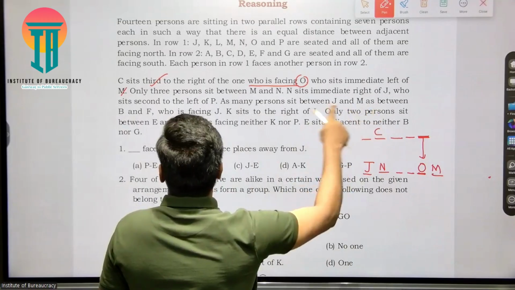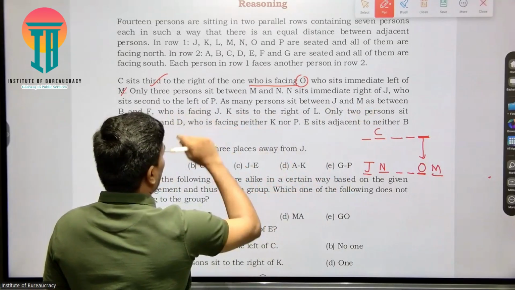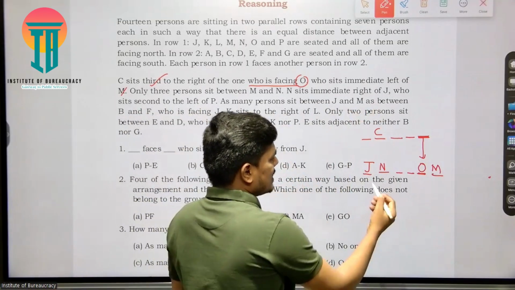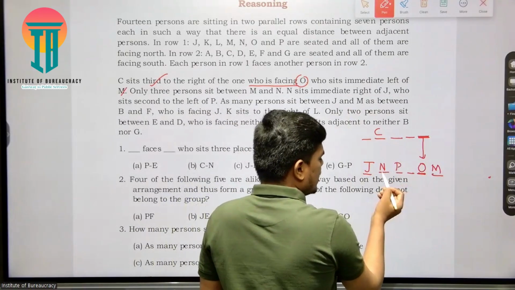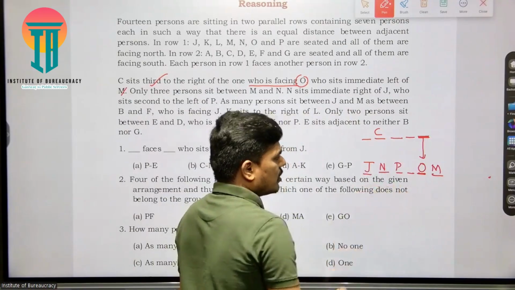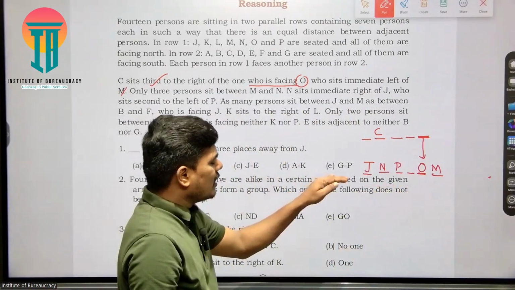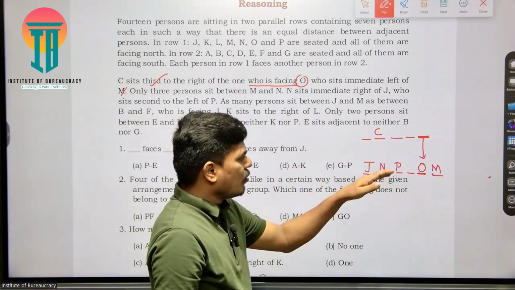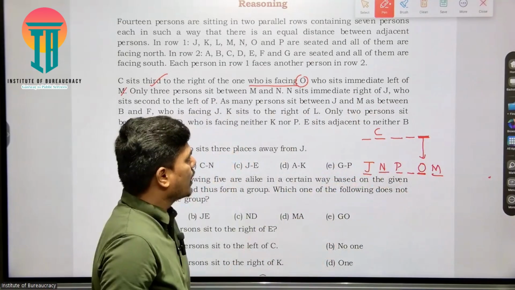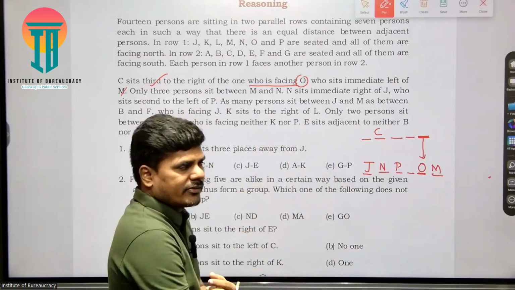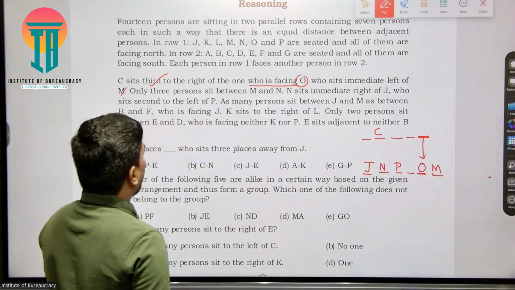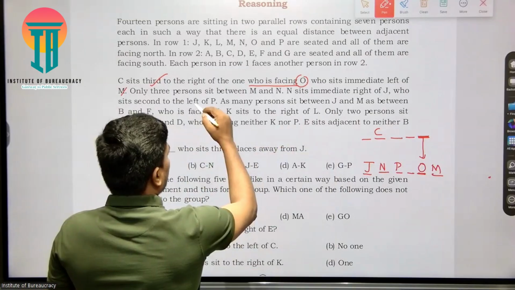J sits second to the left of P. That means here P is going to come in the second place, and second left is going to be J. That is also correct. So all these J, N, P, O, M are all in the first row. And they are in the first row and second row, facing each other, north and south. Like that they are sitting. And this also we have used.